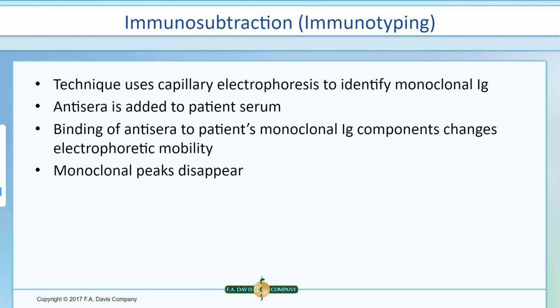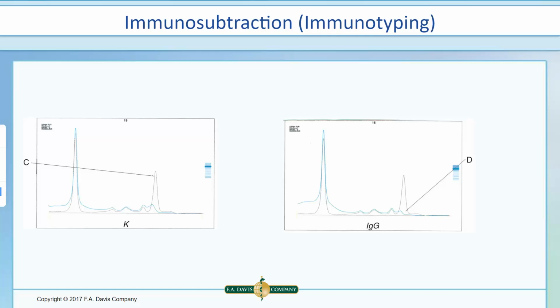Immunosubtraction immunotyping. This technique uses capillary electrophoresis to identify monoclonal Ig. Anti-sera is added to the patient's serum. Binding of anti-sera to the patient's monoclonal Ig components changes the electrophoretic mobility. Monoclonal peaks disappear. So here you can see kappa or IgG.